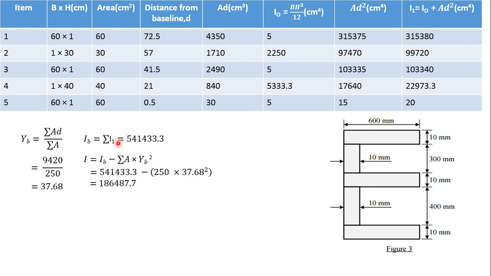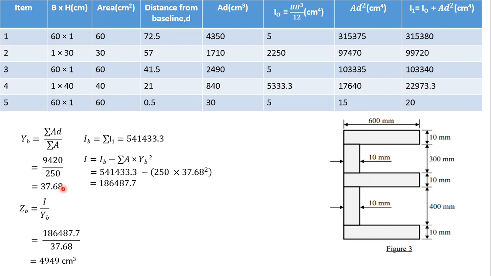which is 541433.3 minus 250, which is your A, and 37.68, which is your YB. You'll get answer I. And next, to find the section modulus, you have to take I over YB, which is this answer over this answer. You'll get the answer of 4949 for ZB.